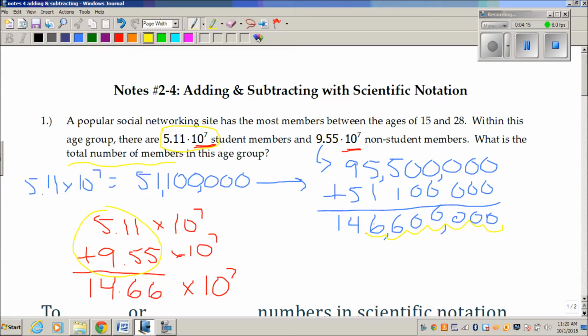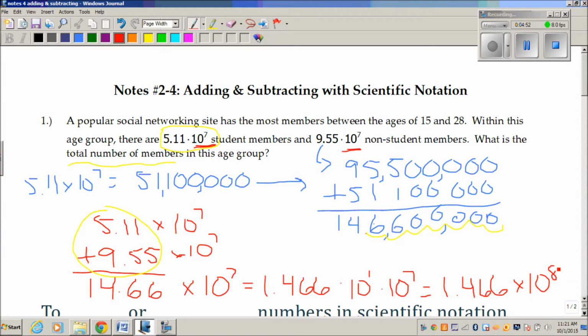Of course, this is not written correctly in scientific notation. The decimal should be after the 1, so if I rewrite this to make sure that it's in scientific notation, this would be 1.466 times 10 to the 1st, because I just had to adjust it one place value, times 10 to the 7th, which would give me 1.466 times 10 to the 8th power.